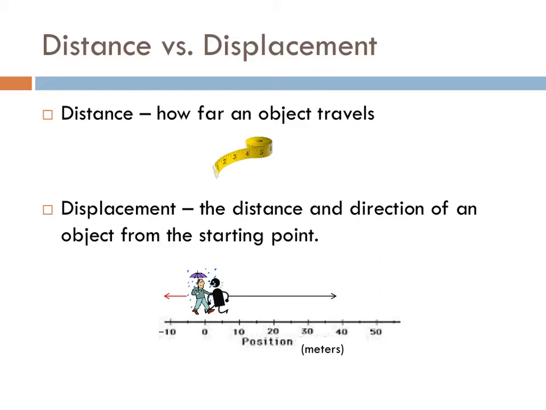Now we got to talk about displacement. Displacement also includes the direction. Now in this case, we've got a little scale there where their meeting point is 0, and we have positive numbers going to the right and negatives going to the left, just like a number line, right? So if we look at the guy with the umbrella, his displacement is positive 40 meters. Whereas the guy without, his displacement is negative 10 meters. So now not only have we shown how far they are from where they started, we also show what direction it went from the starting point.